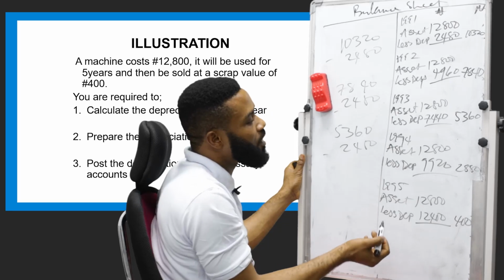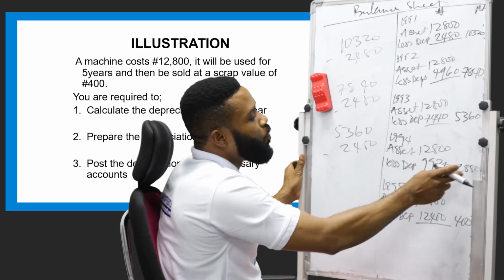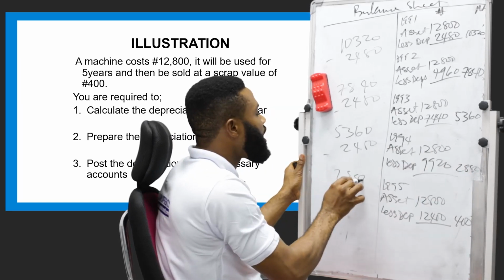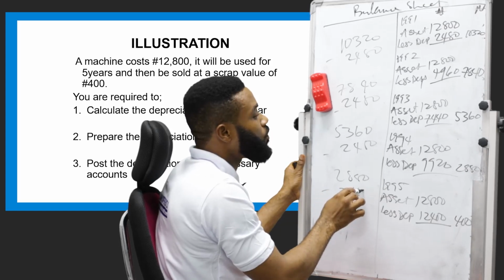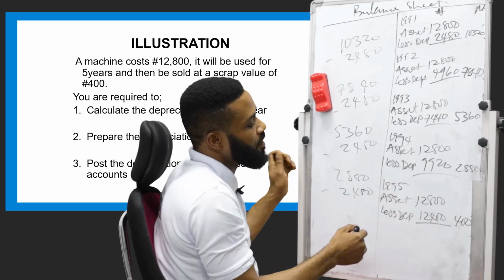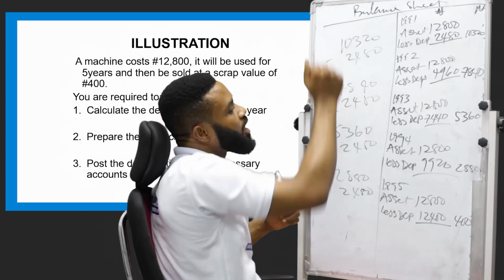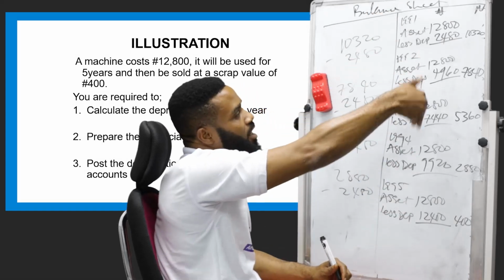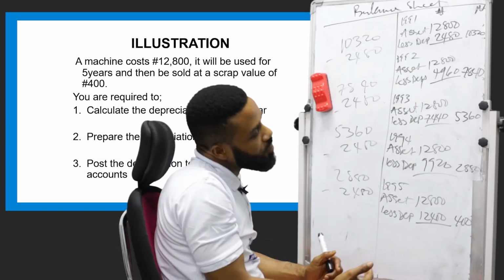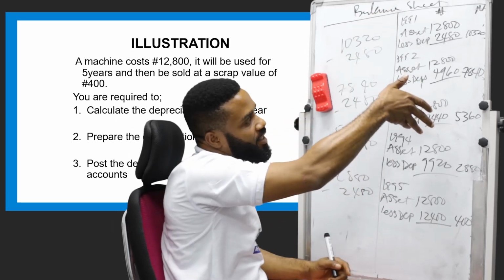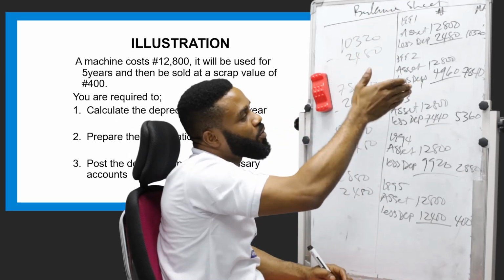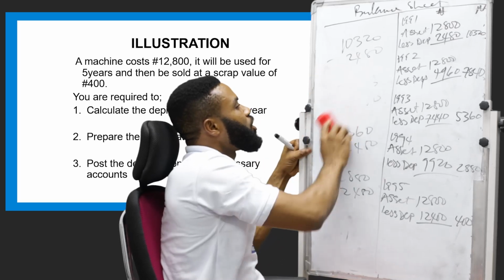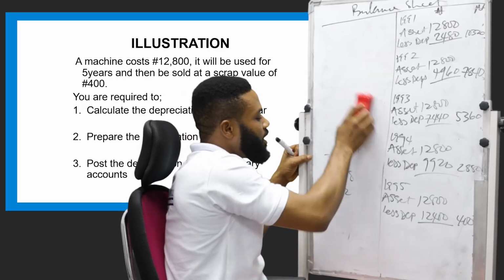You will have the same value, and the same thing comes here. You have 2880 minus 2480. You will have the same value. If you go through this, it's going to be easier than this. But this is what WAEC expects, that you always subtract your accumulated depreciation from the cost of the asset.